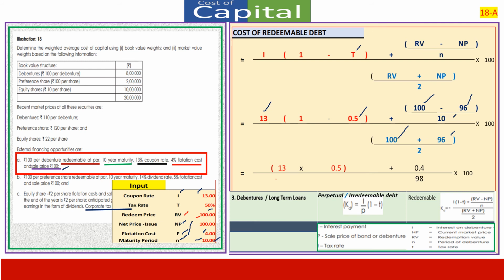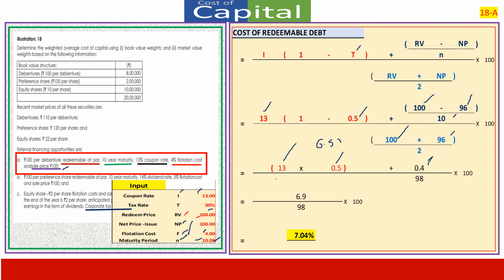To simplify, 13 into 1 minus 0.5 is 0.5. 100 minus 96 is 4. Divided by 10 equals 0.4. 13 into 0.5 is 6.5 plus 0.4 is 6.9 divided by 98. If we look into 6.9 divided by 98 into 100 is equal to 7.04%. This is the cost of debt.